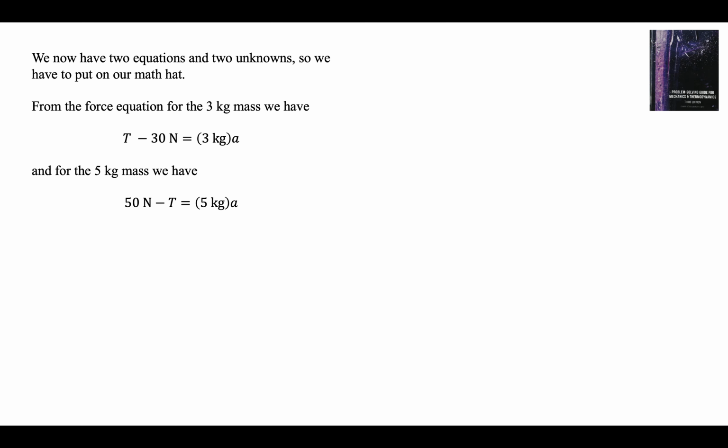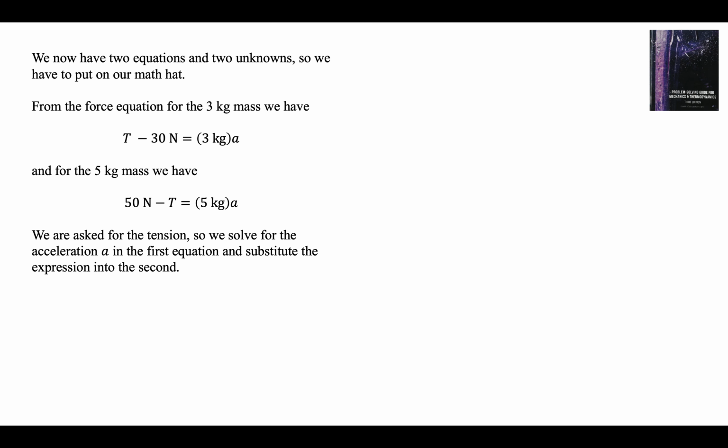Now we have two equations, two unknowns. There's the 3 kilogram, there's the 5 kilogram. F equals ma for both of them. We have two equations, two unknowns. We can solve this. We put on our math hat. We're asked for the tension, so we solve for a.